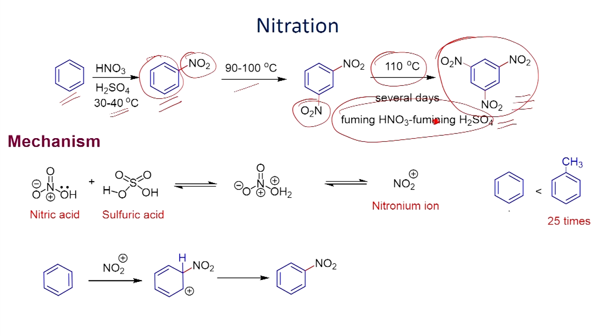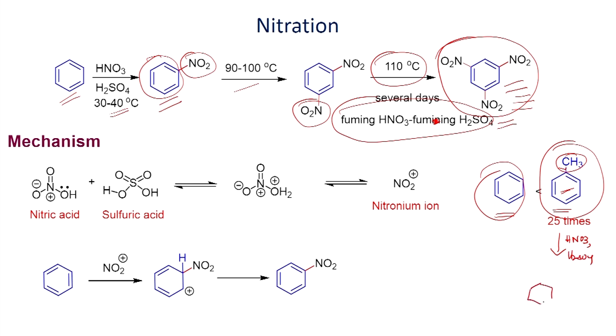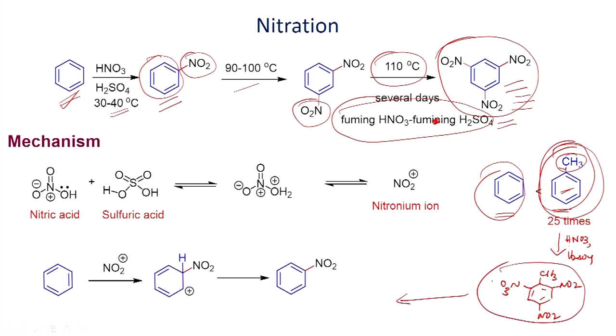However, toluene shows about 25 times greater reactivity compared to benzene, due to the electron donating nature of the methyl group. Once we have an electron donating group, the reaction is facilitated. Therefore, what we normally do when we want to make trinitrobenzene is start with toluene as the substrate. So when you do the nitration of toluene with a mixture of HNO3 and sulfuric acid, you will end up with trinitrotoluene as a product. Instead of working directly with the benzene ring, you start with toluene, and when you react with a mixture of nitric and sulfuric acid, you get this trinitrotoluene as a product.